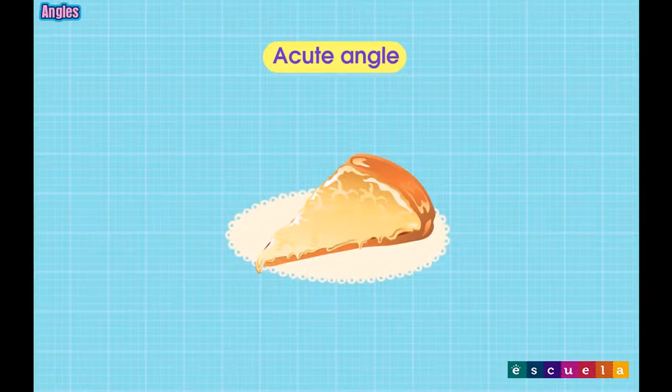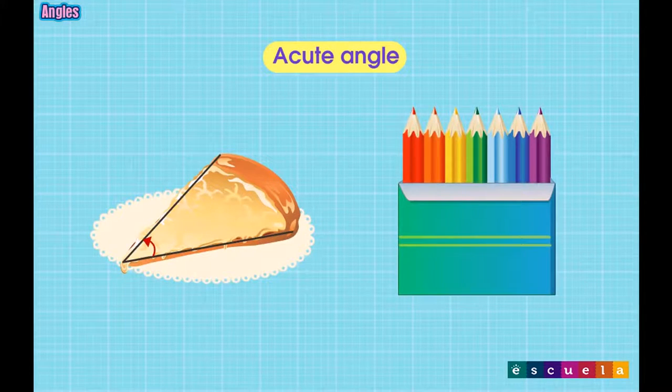Here are a few examples. The slice of pizza that you eat for lunch is an acute angle. You get a new box of pencils to take to school. After you sharpen all of the pencils, you notice that the tips are acute angles.